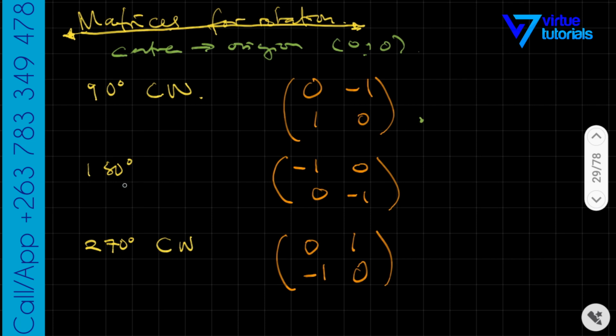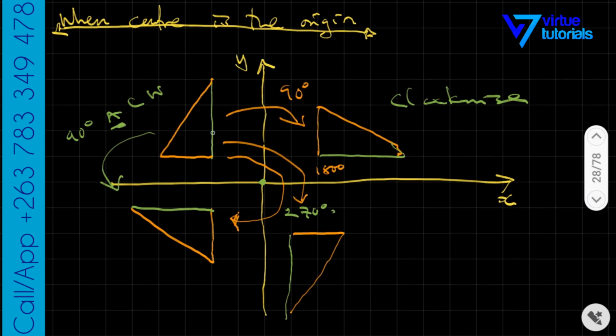For a 180-degree rotation, the matrix we have is minus 1, 0, 0, minus 1. So this is 180-degree rotation. Now, if you notice here, I did not bother saying clockwise. Why? Because if you go 180 degrees clockwise or 180 degrees anti-clockwise, you end up in the same position, right?